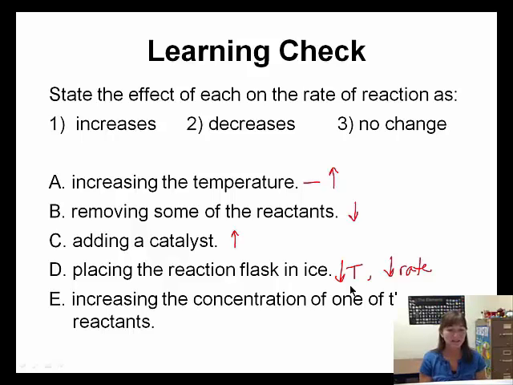E says you increase the concentration of one of the reactants. Well, if you increase the concentration, you're going to increase the rate because you're going to have more collisions.